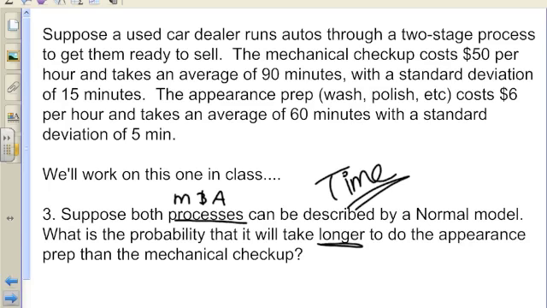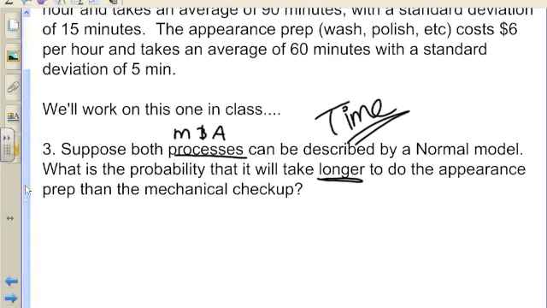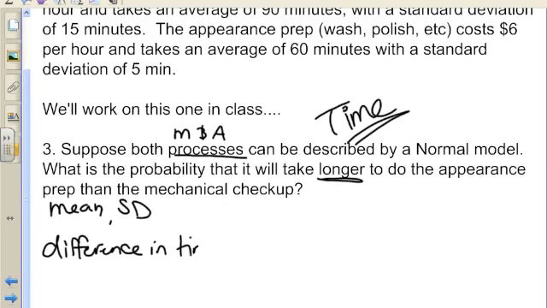So to help us get ready for this example in class, what I'm going to ask you to do is figure out both the mean and the standard deviation for the difference in time, right? Because we're talking about longer. So we'd be doing a difference in time. So difference in time means we're going to take the time to do the mechanical, and we're going to subtract, because we want a difference, the time for the appearance.